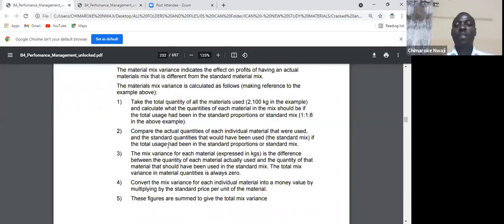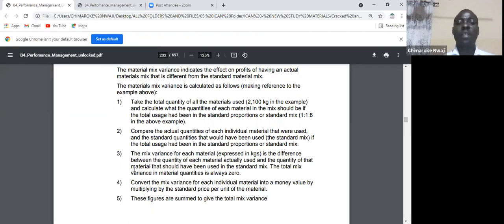Then the second one is to compare the actual quantities of each individual material that were used and the standard quantities that would have been used, which is the standard mix, if the total usage had been in the standard proportion or mix. So we're going to do that.